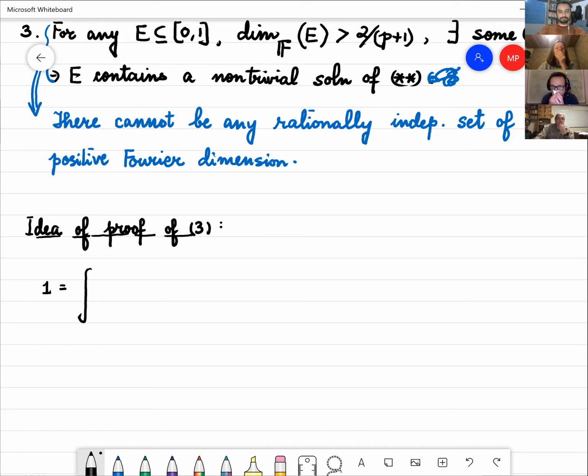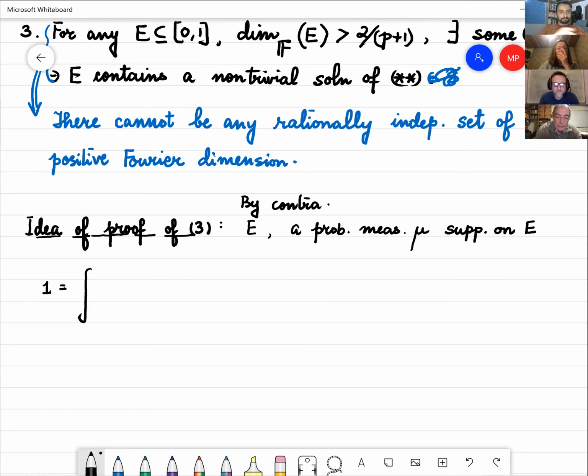identity, that if mu is a probability measure, so we have E, and we have a probability measure mu supported on E. And we are going to proceed by contradiction and assume that the Fourier dimension of E is larger than 2 over p plus 1, but E does not contain any non-trivial solution of any double star in F. So this is by contradiction, and assume no solution.